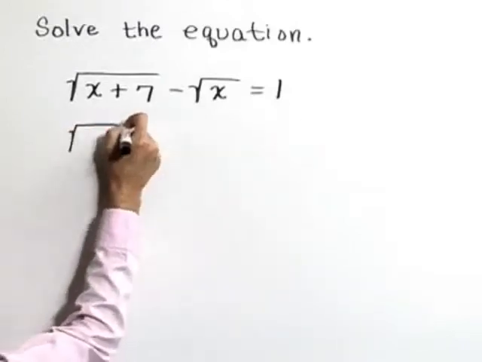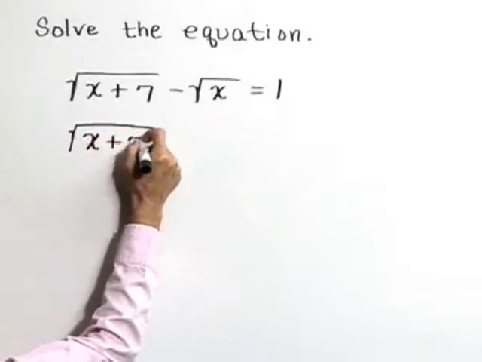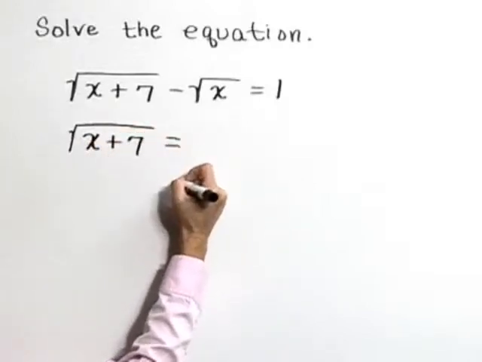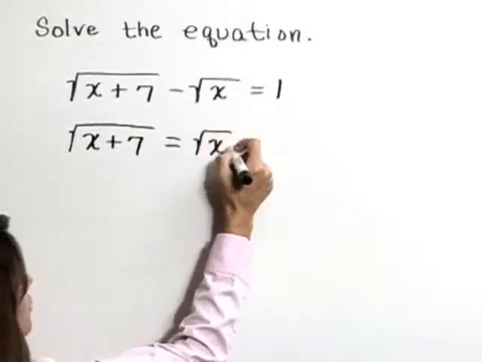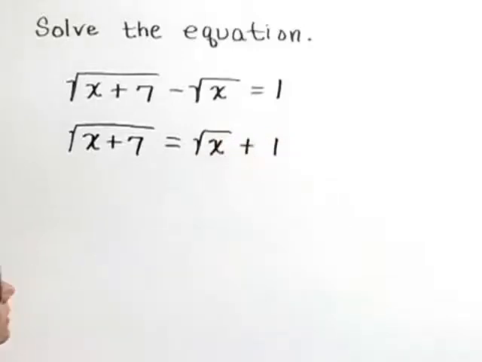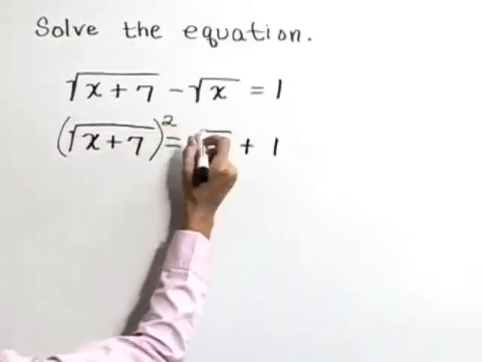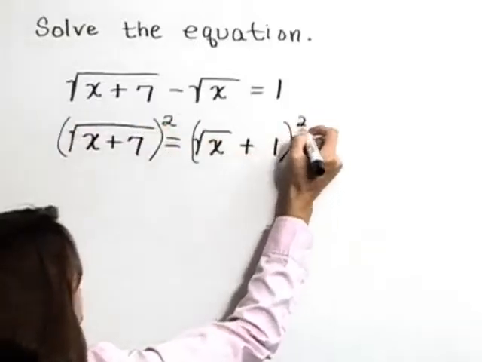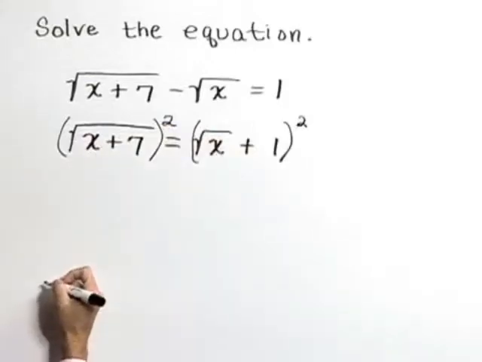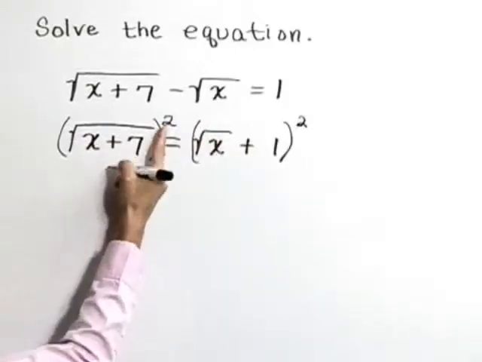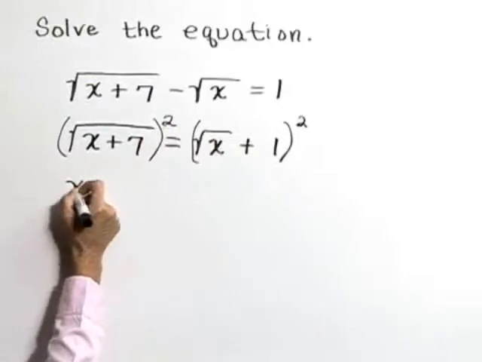Thus we have the equation the square root of x plus 7 is equal to the square root of x plus 1. Now we wish to square both sides so that we can eliminate a radical here on the left. As we square the square root of x plus 7, that gives x plus 7.